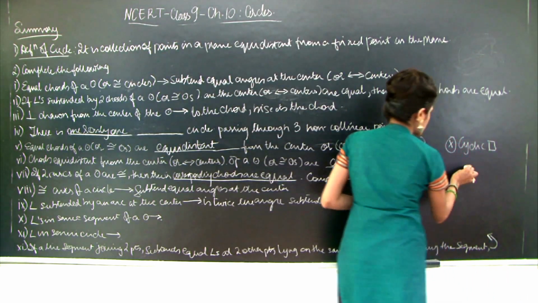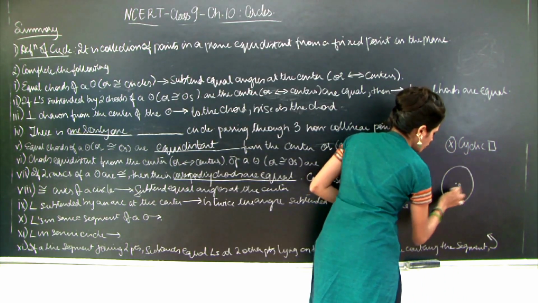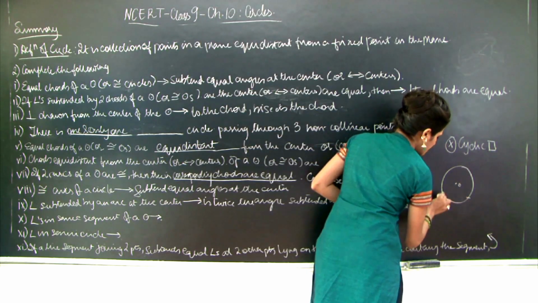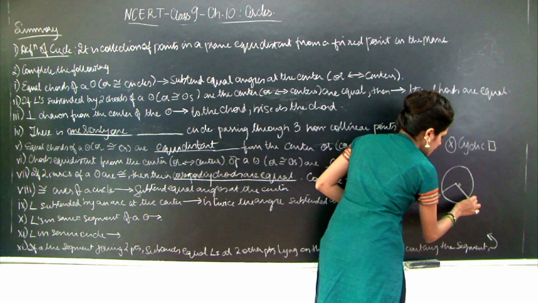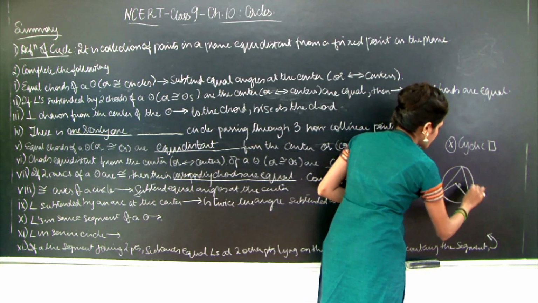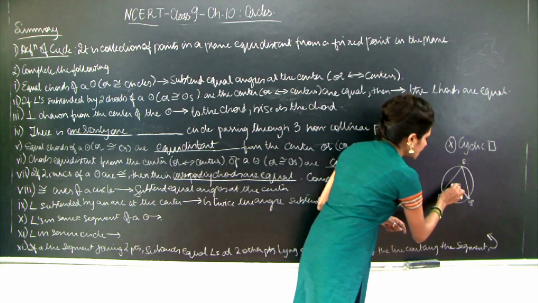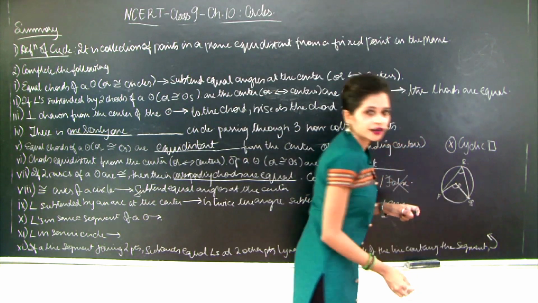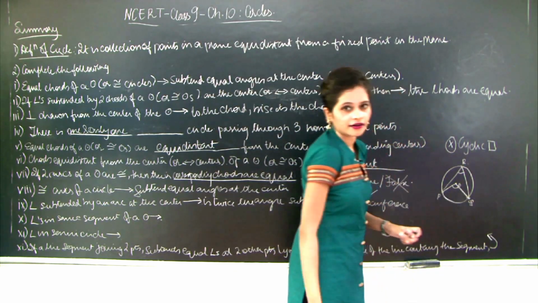The first case was, if I have my circle with center O and this is my arc PQ. PQ subtends an angle POQ at the center and it subtends an angle PRQ at the circumference. In this case, angle POQ will be twice angle PRQ, where PQ is your minor arc.